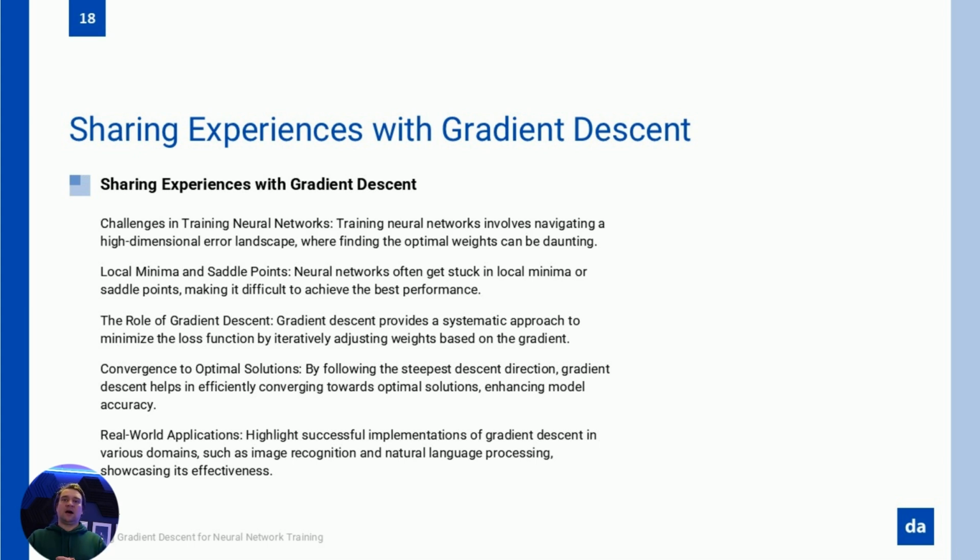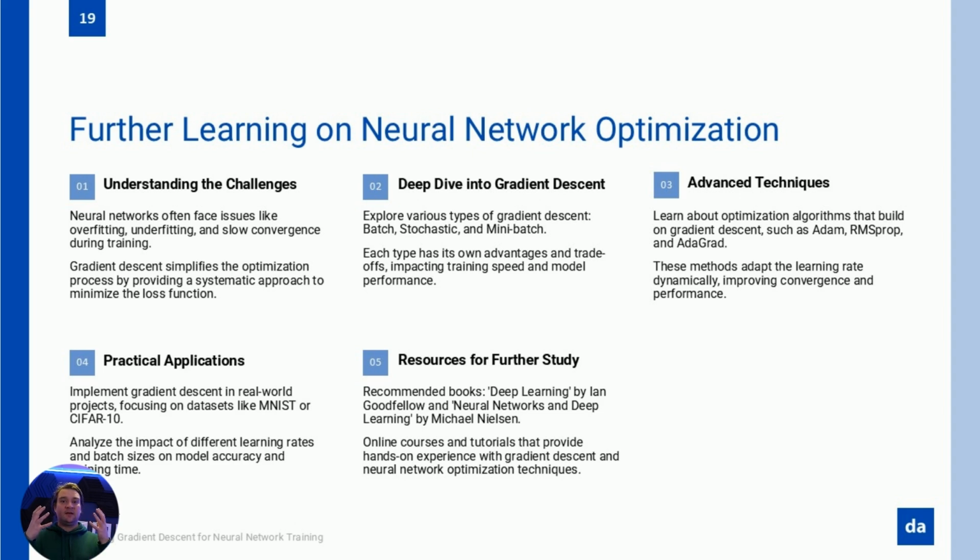let's focus on how we can continue learning. The field of neural network optimization is vast, and there's always more to explore. In the next slide, we'll look at resources and strategies for deepening your expertise and taking your skills to the next level. Here's the thing about machine learning. There's always more to learn, explore, and experiment with.